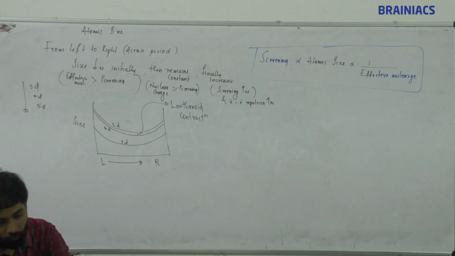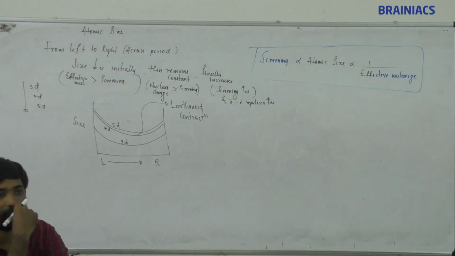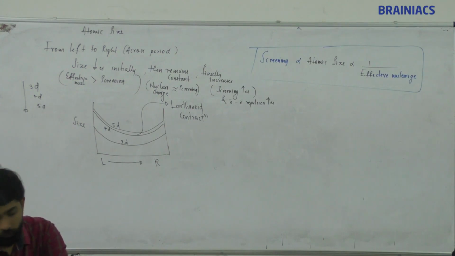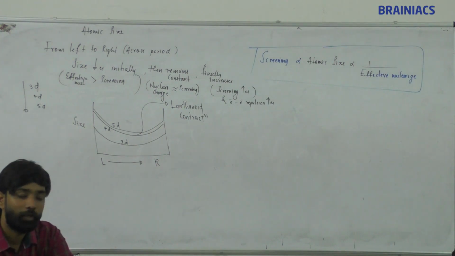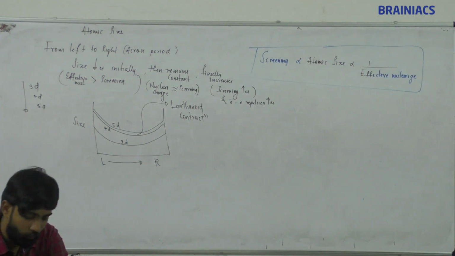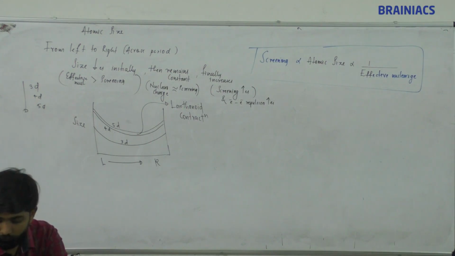Next point: due to lanthanoid contraction, the sizes of Zr and Hf, zirconium and hafnium, Tc and Re, technetium and rhenium, Ta and Nb, tantalum and niobium, Ru and Os are nearly the same.